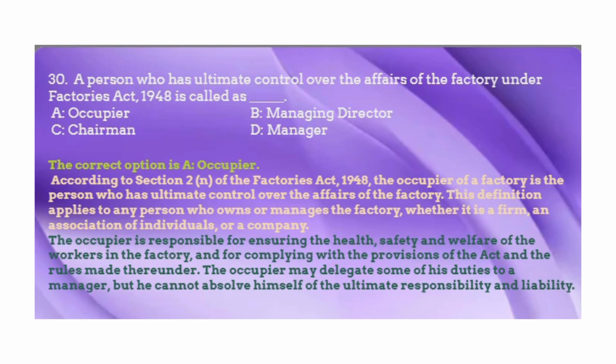This definition applies to any person who owns or manages the factory, whether it is a firm, an association of individuals, or a company. The occupier is responsible for ensuring the health, safety and welfare of the workers in the factory, and for complying with the provisions of the Act and the rules made thereunder. The occupier may delegate some of his duties to a manager, but he cannot absolve himself of the ultimate responsibility and liability.